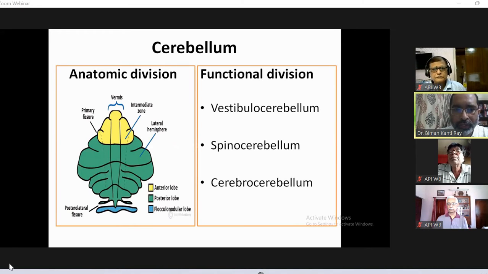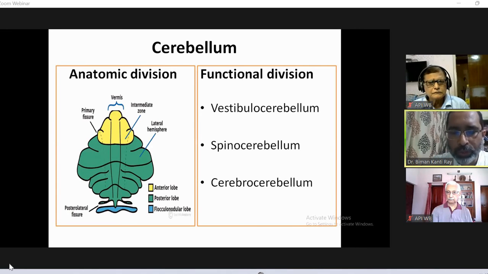As you all know, anatomically, cerebellum has 3 different lobes. One is anterior lobe, next is posterior lobe, and in the inferior part there is flocculonodular lobe. The anterior lobe is separated from the posterior lobe by the primary fissure in the superior surface, and in the inferior surface of the cerebellum, the posterior lobe is separated from the flocculonodular lobe by the posterolateral fissure. So there are 3 lobes: anterior lobe, posterior lobe, and flocculonodular lobe. This is the anatomic division.